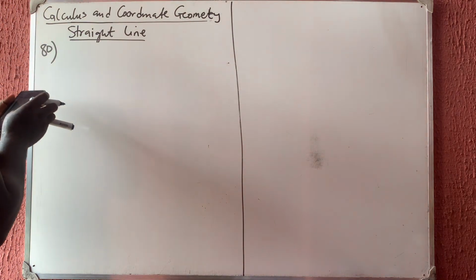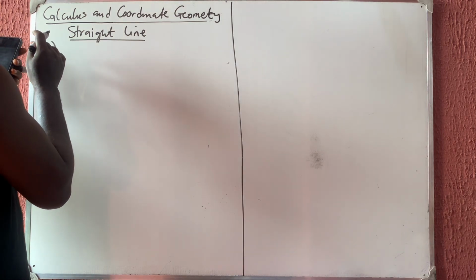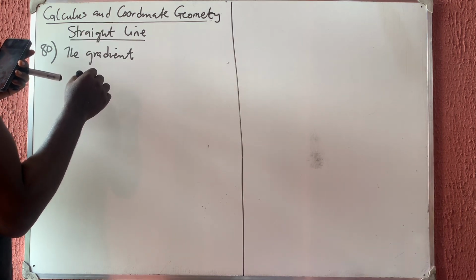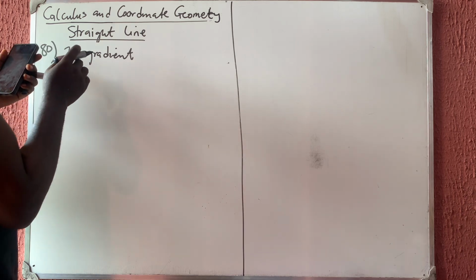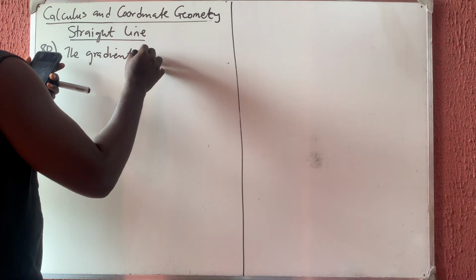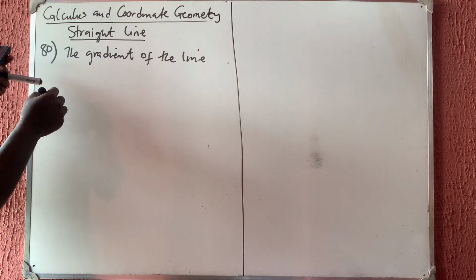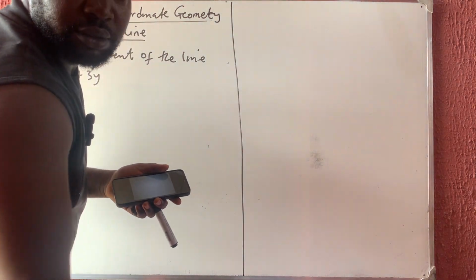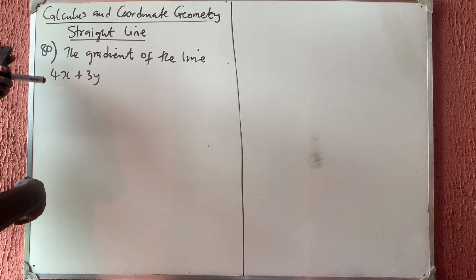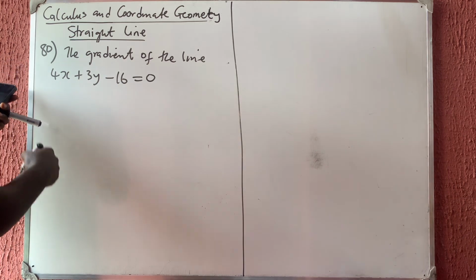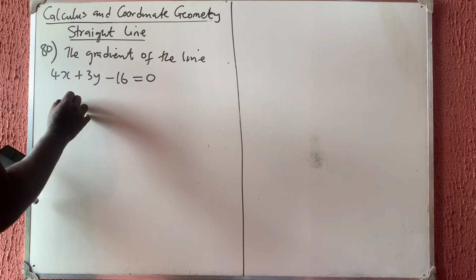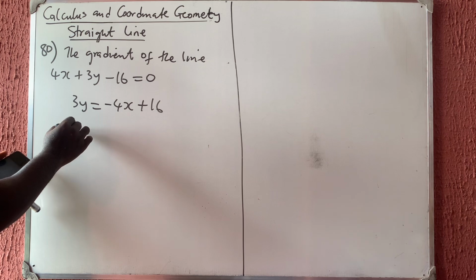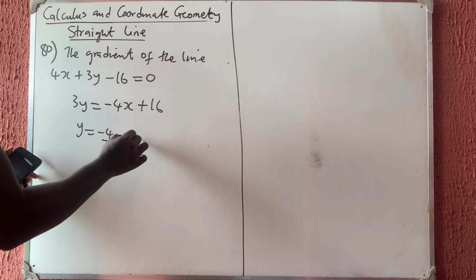So question number 80 said the gradient of the line 4x plus 3y minus 16 is equal to 0. So the same thing, gradient and slope is the same thing. So let's make y subject of the formula. So that 3y is equal to, this one moving here, you have minus 4x, then plus 16. So divide everybody by 3, so have that y is equal to minus 4 over 3x, then plus 16 over 3.